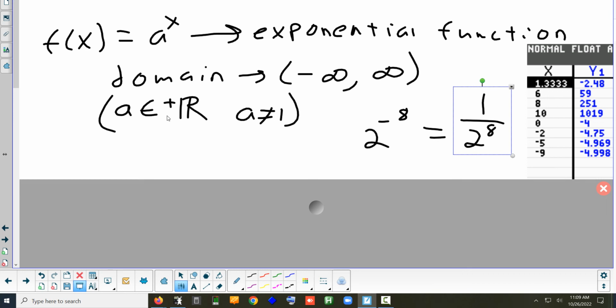What's the a element of plus real numbers? So this says a is an element of the real number system. So we're talking about the base. So a is a real number. But the real number that you pick, actually even more specific, it's a positive real number. And it can't equal 1. So when you're talking about exponential functions, the base is a real number. It has to be positive, but it can't be the number 1.